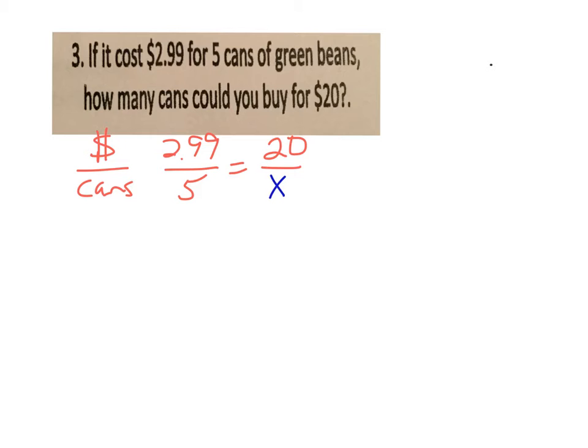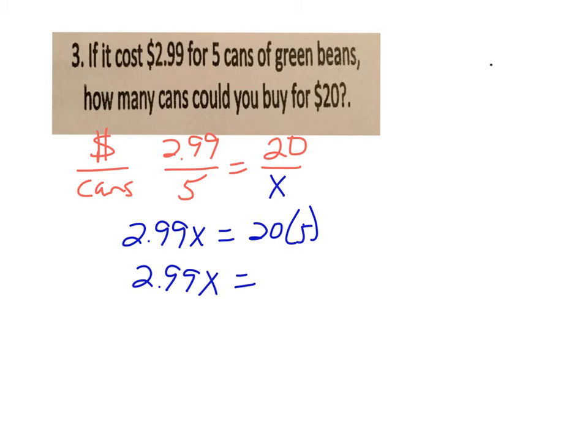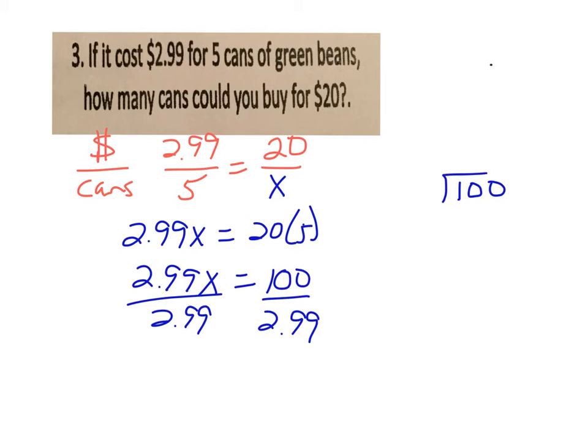You have $2.99 x equals, and that's 20 times 5. 20 times 5 is 100. So that's 299x equals 100. You divide by 299 on both sides. So go off to the side and you write 100 divided by 299. Now remember, you can't have decimals out here, so move those over. Add 2 zeros and bring that decimal straight up.